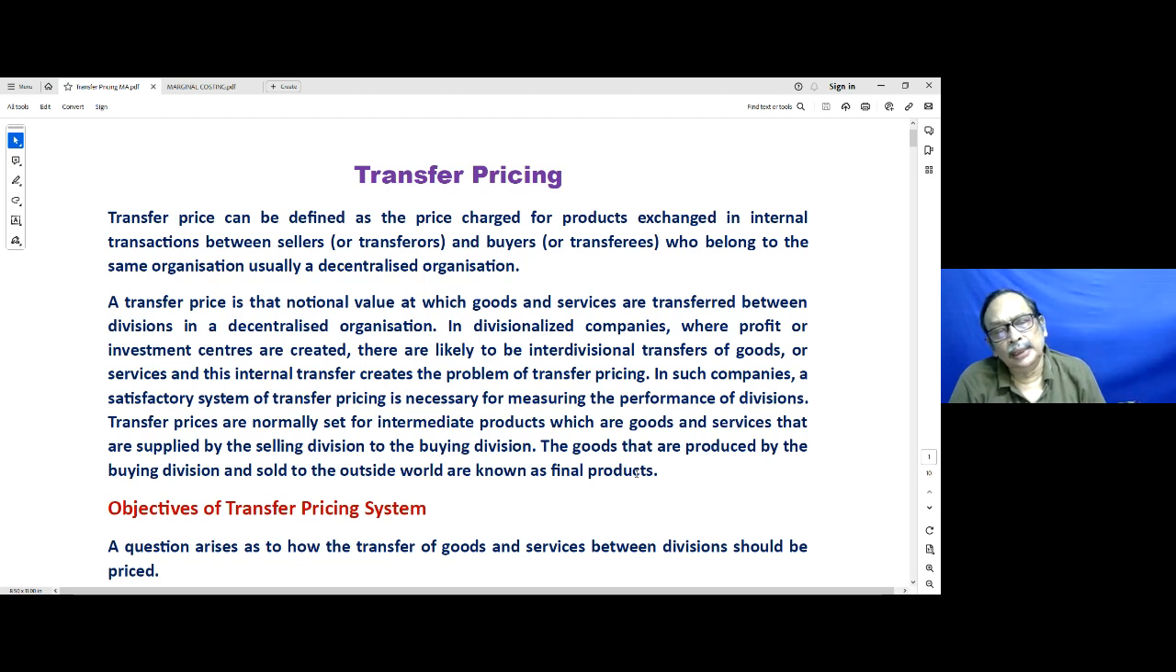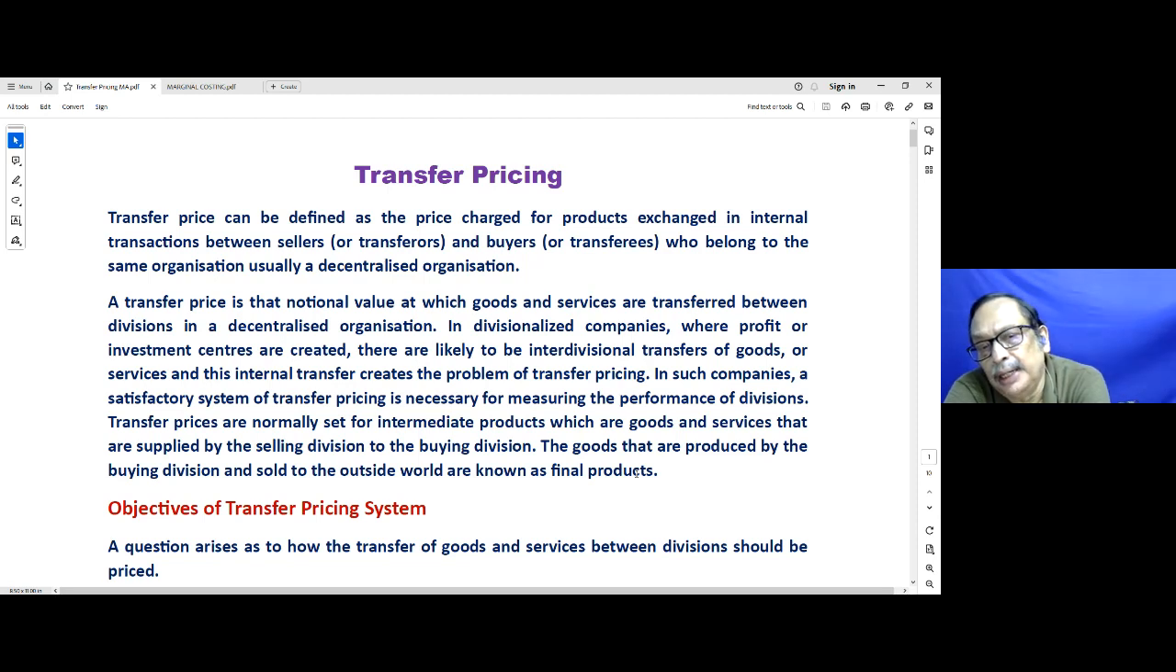Now, in such companies, a satisfactory system of transfer pricing is necessary for measuring the performance of divisions. Transfer prices are normally set for intermediate products. Now, let me tell you what is the meaning of intermediate products. Supposing department A or unit A or division A is manufacturing certain item for which there is no external market. Okay. Now, that is called intermediate product. Say, division A may be manufacturing a ball pen head.